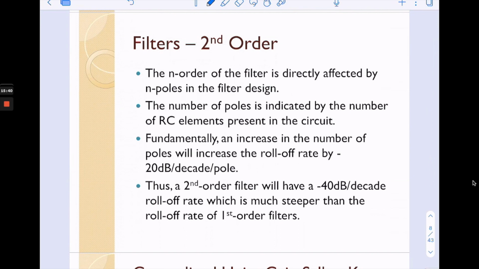Thus a second order filter will have a negative 40 decibel per decade roll off rate, which is much steeper than the roll off rate of the first order. And I think I have mentioned in the previous video that most designs of these second order filters are generally named after the inventor, where we have common filters such as Butterworth, Chebyshev, Bessel, Sallen-Key, for example. And all these types of filters are available in low pass filter, high pass filter, and band pass filter, as well as band stop notch filter configurations.